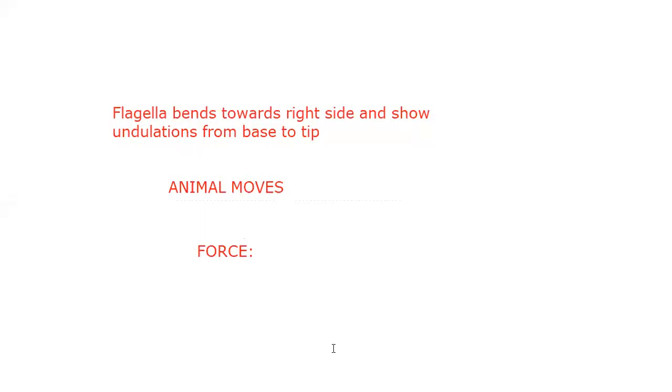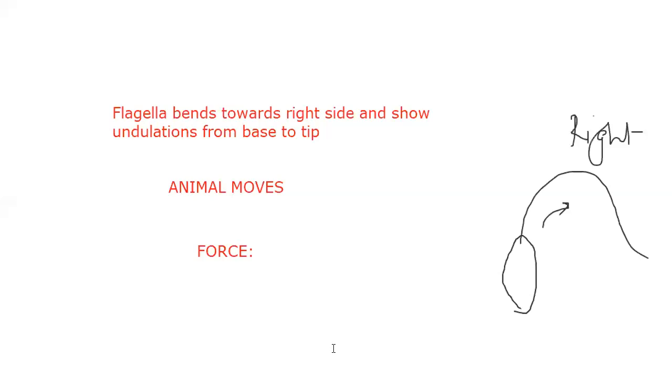Now my question is, the flagellum bends toward the right side and shows undulations from base to tip. The animal moves to which side? Left side. Laterally. Yes, left side. The flagellum bends right side and shows the undulations from the base to tip.